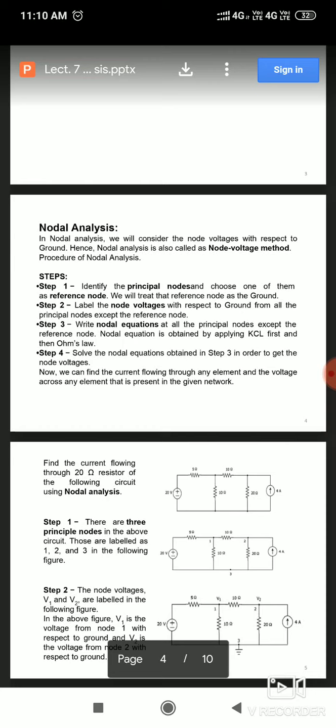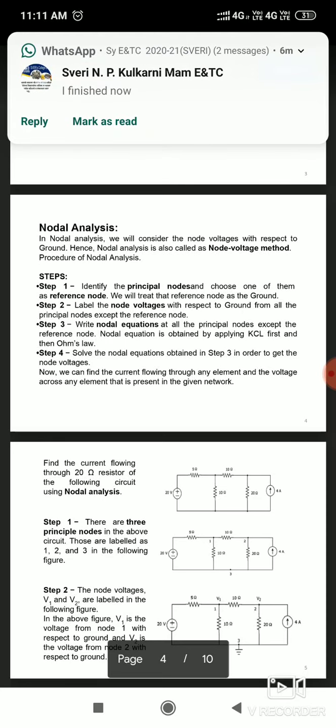Next one, step two: assign or label the node voltages with respect to ground. Assign means you have to give names for the remaining node voltages. Suppose apart from the ground node, two more nodes are there in the circuit. Then you can give the names V1, V2, or VA, VB, or VX, VY. Any name you can give, with respect to the ground node.